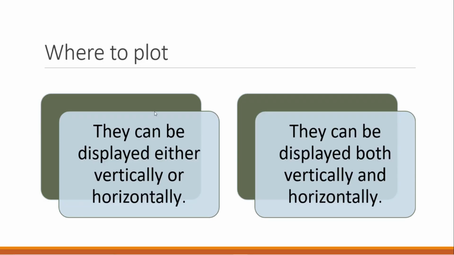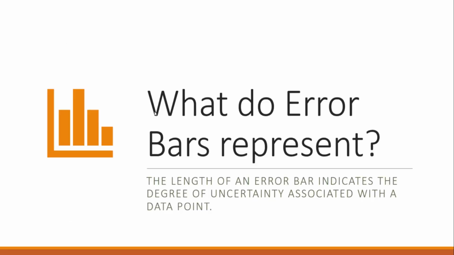And if there are two quantitative axis scales, two pairs of error bars can be used for both, which I mean for y-axis and x-axis both. Now we will see what does error bar represent. The length of an error bar indicates the degree of uncertainty associated with the data point. If we have short error bars, it indicates that values are concentrated. And if we have long error bars, they indicate that values are more spread out and less dependable.